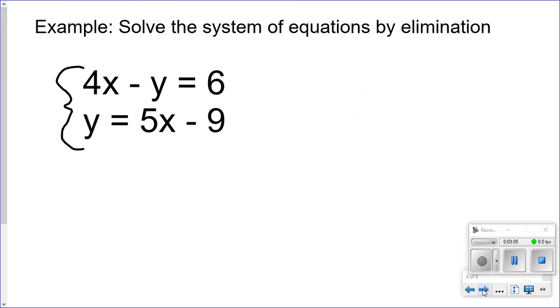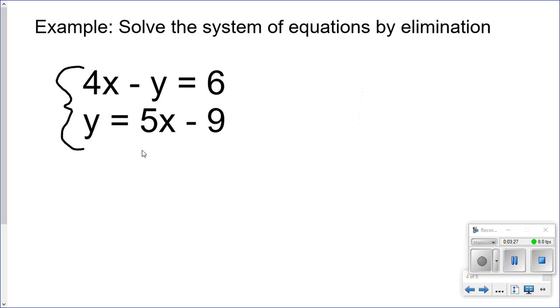Example: solve a system of equations by elimination. Here we have 4x minus y equals 6, and y equals 5x minus 9. Now, we need our variables to line up. This one has x and y on the same side. This one does not. How you line them up is up to you.